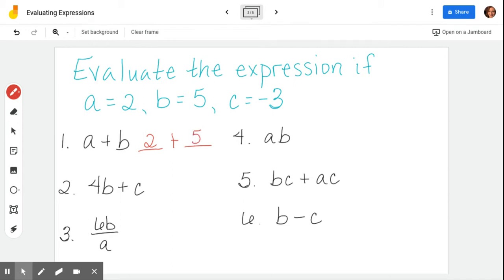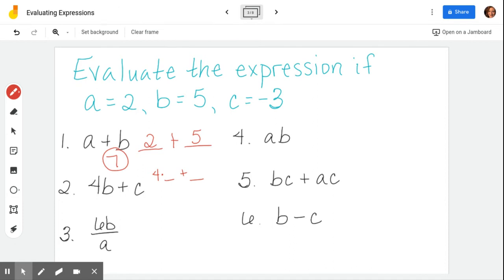A plus B really means 2 plus 5. 2 plus 5 is 7. So your answer for number 1 is just a 7. Number 2, now 4B doesn't mean just stick the 5 there and call it 45. When you have a number beside a variable, it means to multiply. So I'm going to rewrite this as 4 times something plus something.